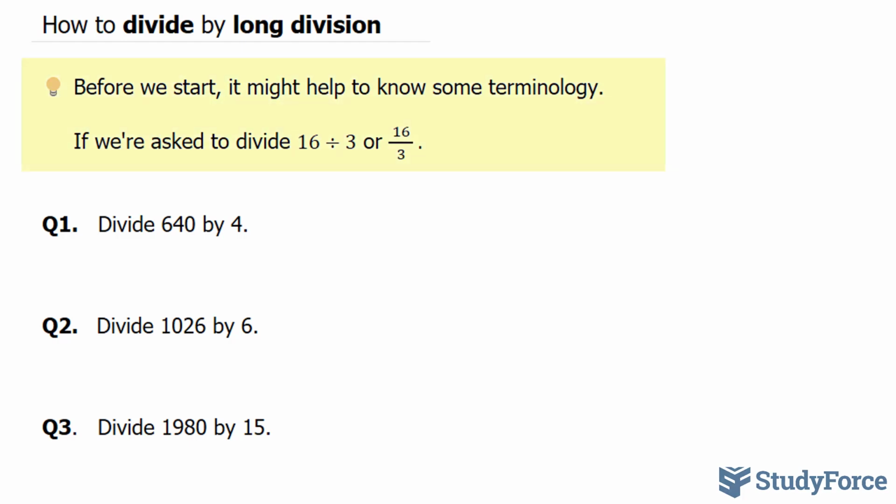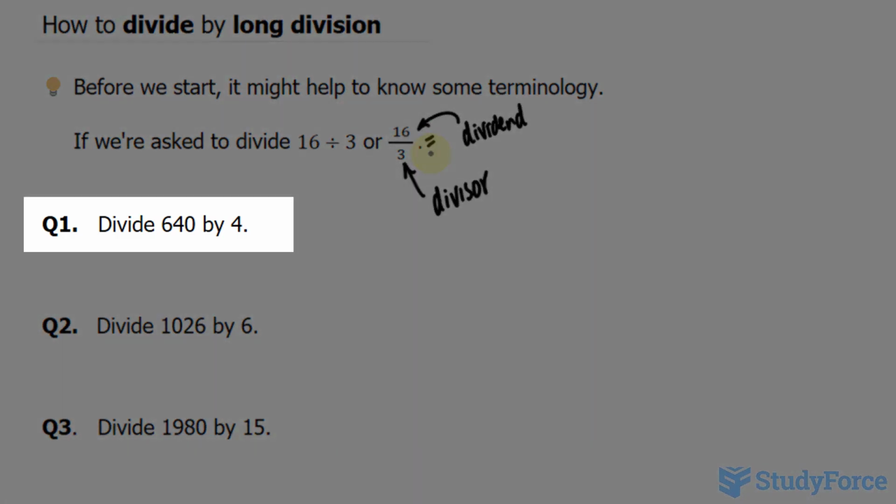If we're asked, let's say, to divide 16 divided by 3, or 16 over 3, the 3 here is called our divisor. I'll write that down for you. Whereas the number at the top is called the dividend. The answer that you end up with is called the quotient. So whatever this is equal to is called the quotient. Let's get started with question number 1.